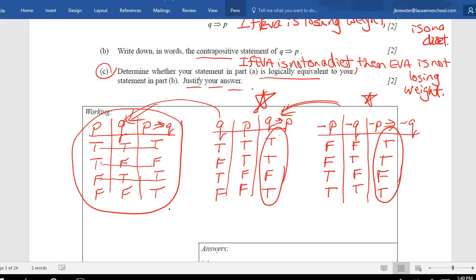So this problem is done. Now that part C was a little tricky. The first two parts, as long as you know what a contrapositive is, not too bad. All right, done.